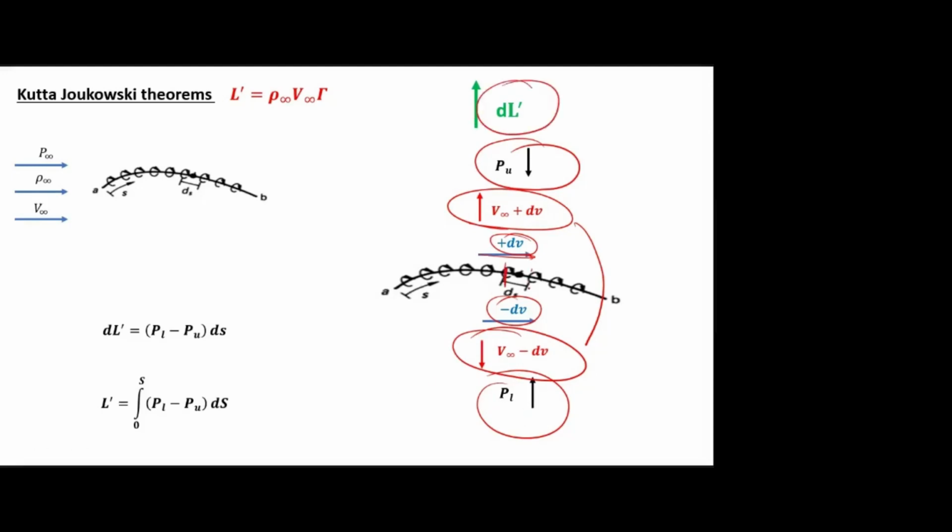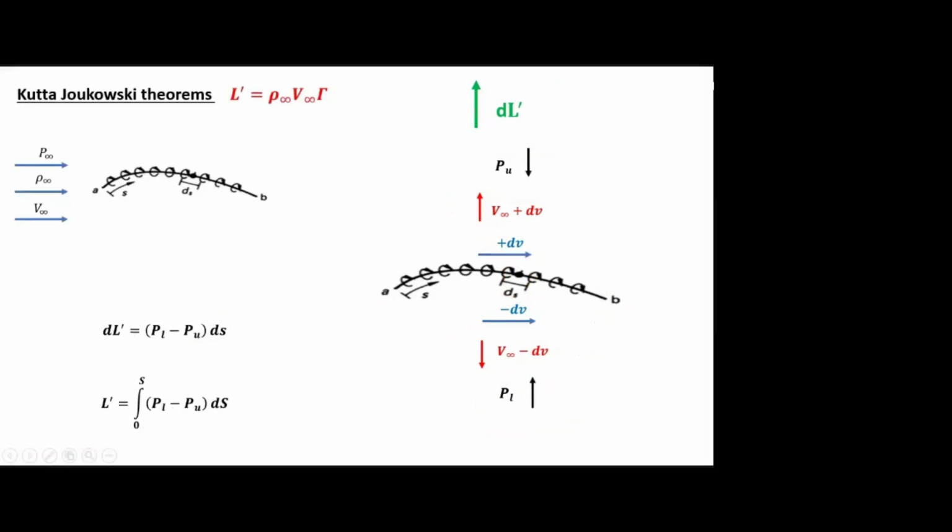Whatever I am finding is only for this small section. So dL is equal to PL minus PU into ds on this small section. Now if you want to find the lift of the complete aerofoil, we simply have to integrate from 0 to S. Is that clear? Yes, sir. Okay, now this is our lift equation for the complete aerofoil, in terms of pressure difference, that is pressure into area.